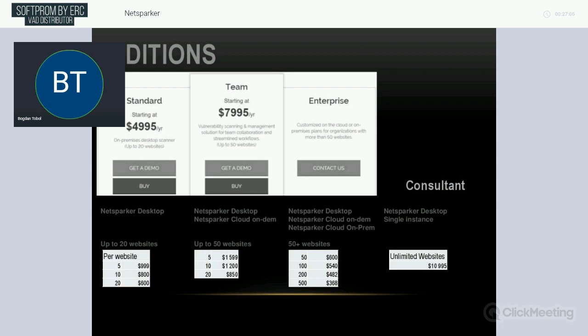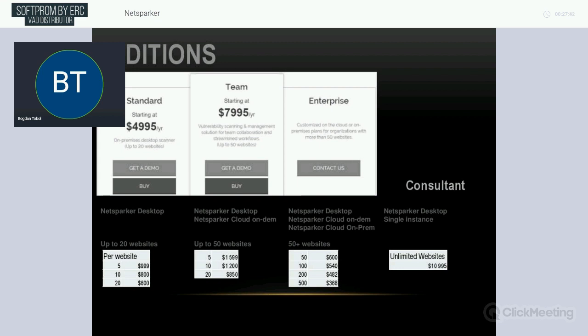So we're trying to explain how the licensing of Netsparker works. It's very simple. Our products are licensed per website and allow unlimited scans within the subscription term. The standard edition is available for up to 20 websites. If the customer has up to 50 sites, we recommend using Team, combining two products. If the customer has 50 or more websites, we can offer Enterprise as a combination of three products.